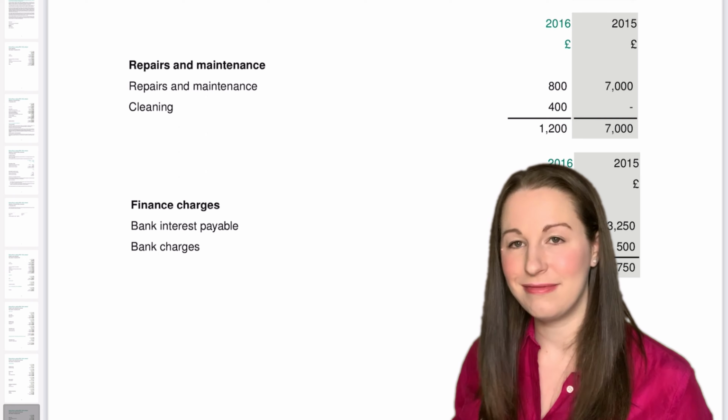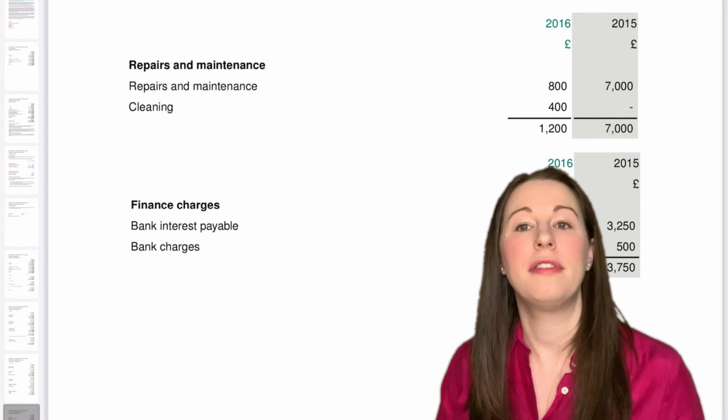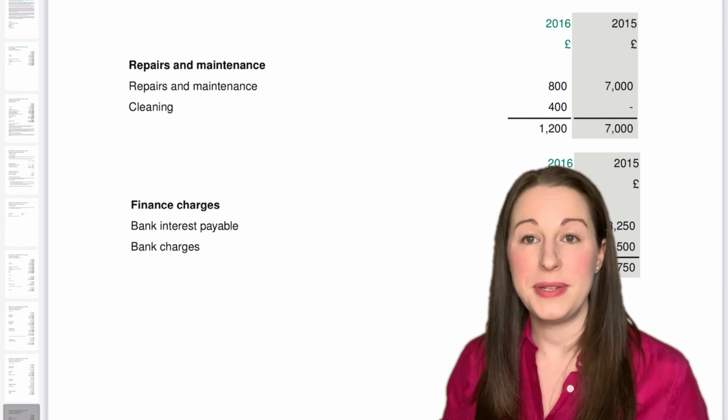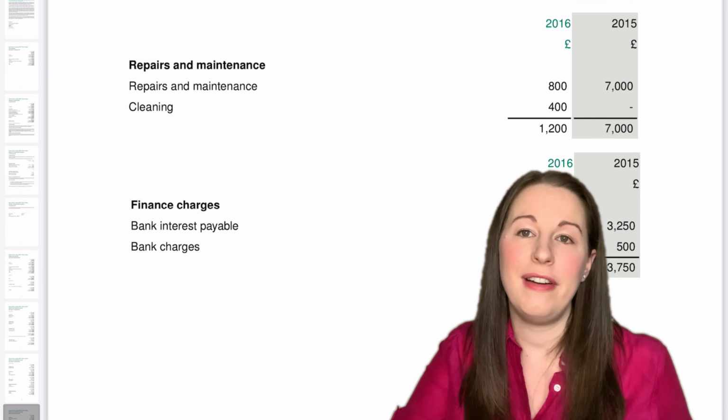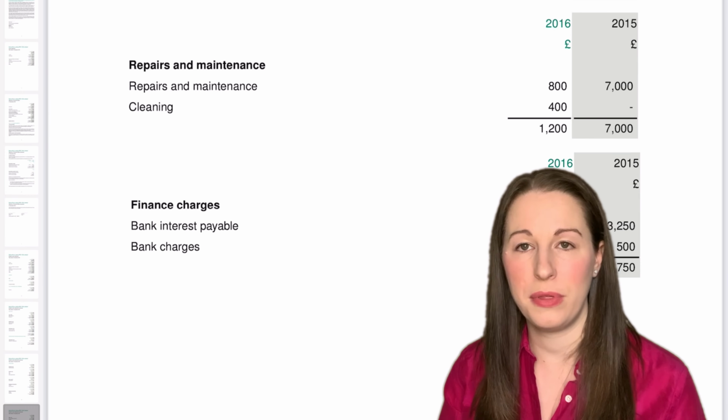And as you can see, that's it. That is your micro set of company accounts. So it's basically showing everything, but is very limited in what you actually have to share with the world.